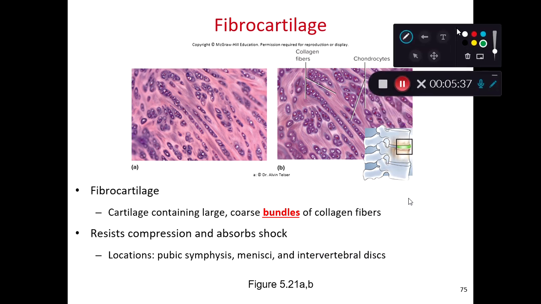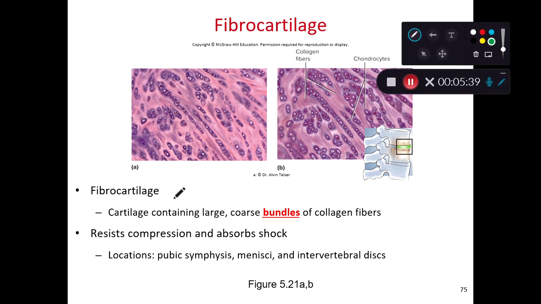Now, as we look at fibrocartilage, it has large, coarse bundles of collagen fibers. So as we look at these collagen fibers, you can see broad bands of collagen fibers within our fibrocartilage. And this allows for our fibrocartilage to be really tough. This is our shock absorber, impact absorbing cartilage.